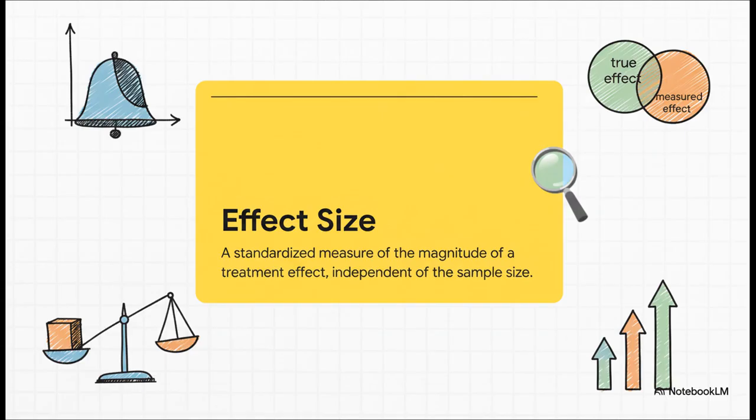I love this analogy. Statistical significance? That's just a smoke detector. It's binary. It just beeps, yes, there's smoke, or no, there isn't. But the effect size? That's the firefighter who runs in and tells you whether you've got a tiny trash can fire or if the whole building's about to go up in flames. It's all about the magnitude. And what's really important is that it's independent of your sample size.